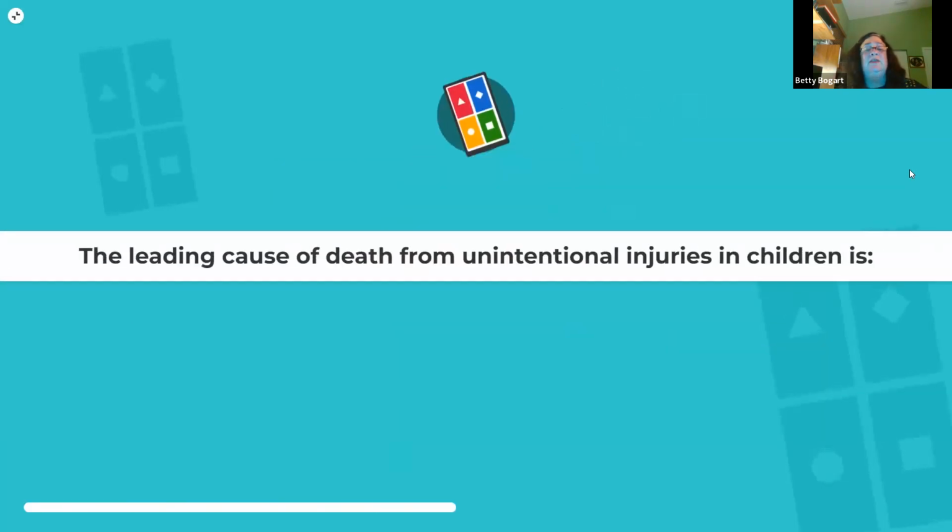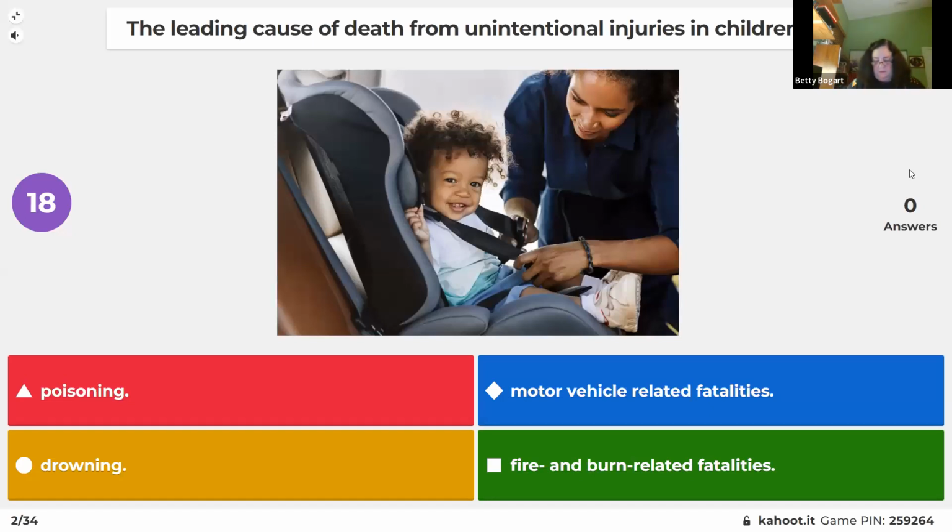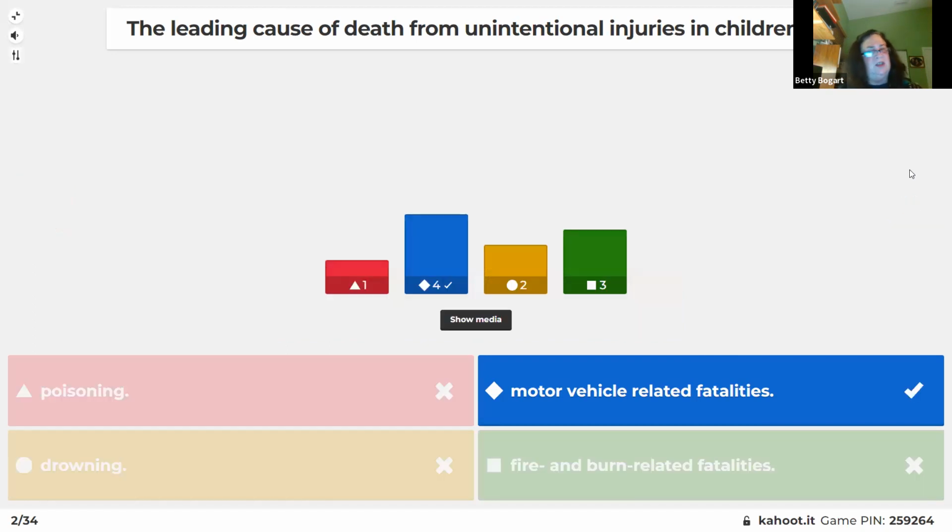The leading cause of death from unintentional injuries in children. Now I'm going to give you some stuff that's going to be off of next week, but as you're doing your readings, this is a reinforcement for you. These are some concepts that you need to know. So I've put them in here. There's 34 on this Kahoot. I usually do 40 to 50, so it's a smaller one.